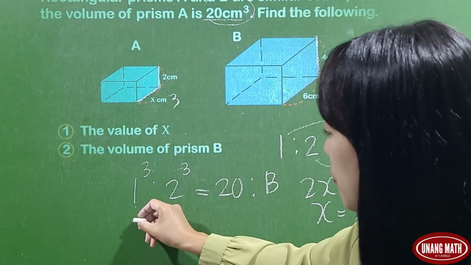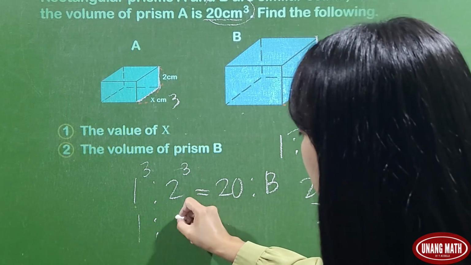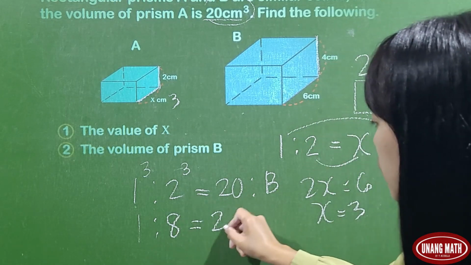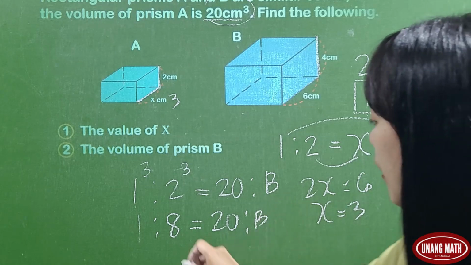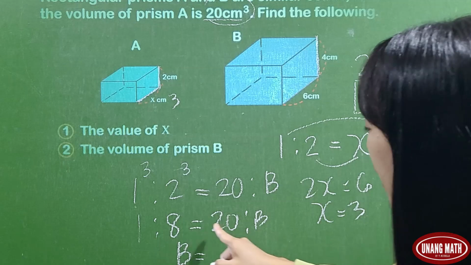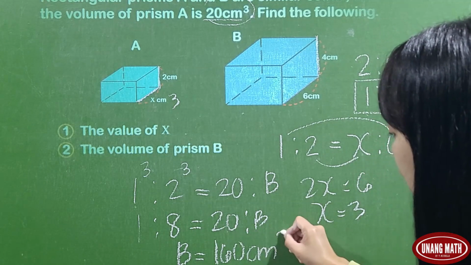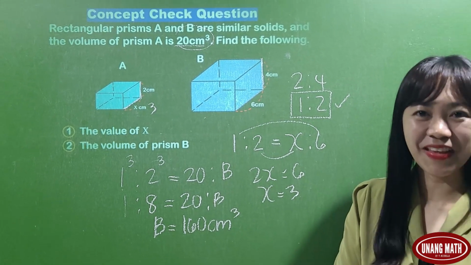So 1 raised to the power of 3 is 1. 2 raised to the power of 3 is 8. So equals 20 is to B. So it means the volume of prism B is 8 times 20, which is 160. So we have 160 cubic centimeters.